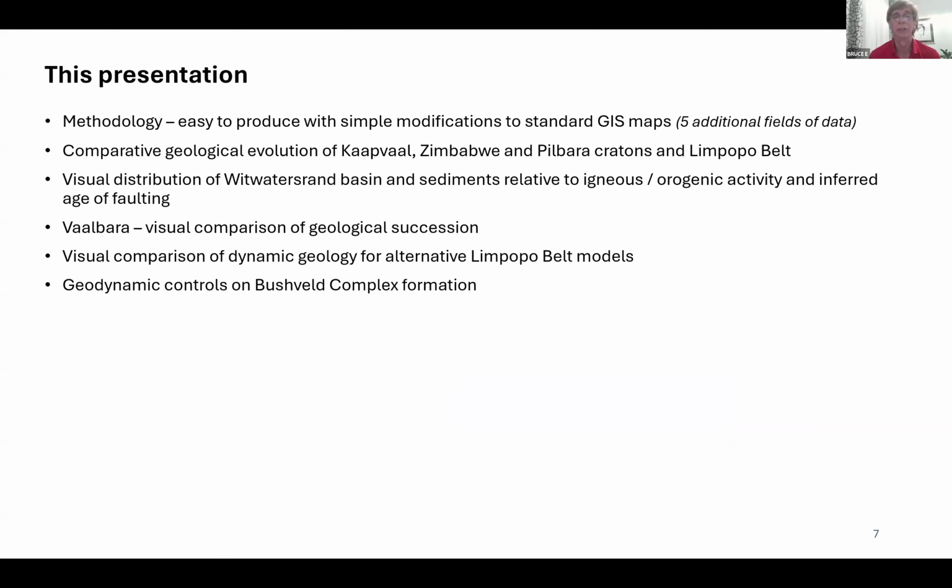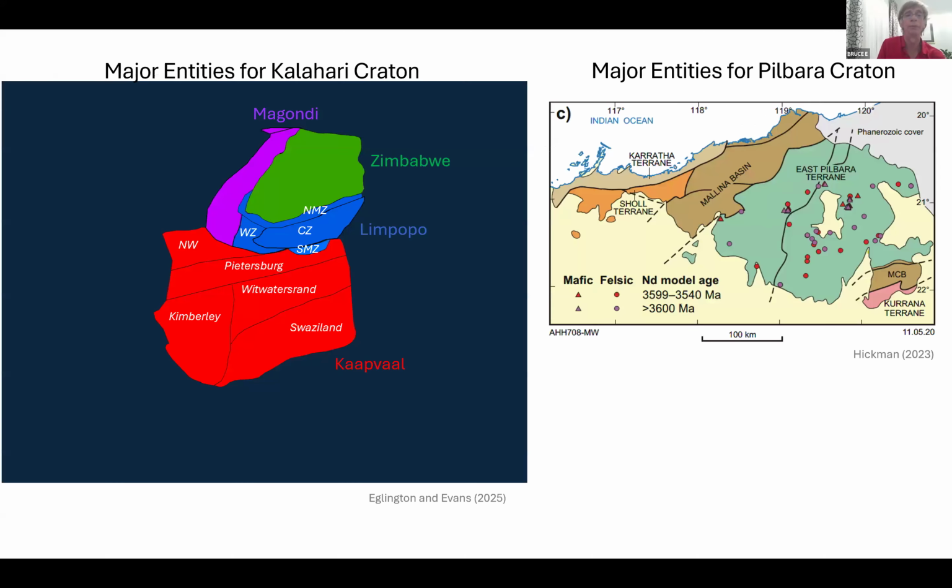I'll take you through a little bit of the methodology, because it's actually surprisingly easy to reorganize existing GIS maps by adding about 5 additional fields to do what I do today. And I'm going to draw from those cratons and the Limpopo belt. I'm going to focus a little bit on the Witwatersrand Basin, on Vaalbara throughout the talk, the Limpopo belt, and then the Bushveld complex, just to highlight some issues that I think one can see and interpret in a slightly different way at times, based on looking at the data differently.